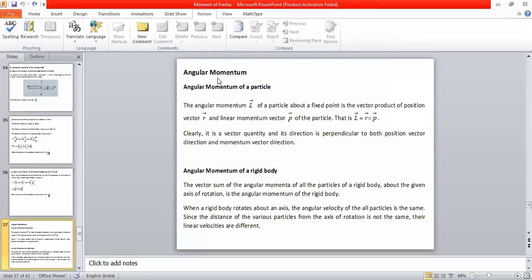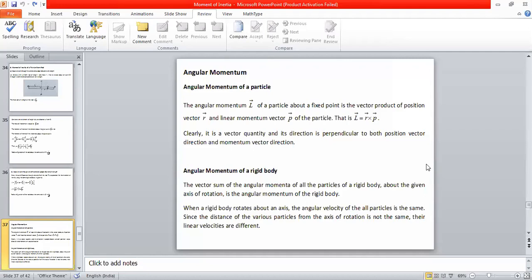Okay, now let us try to understand another concept. Another term associated with rotational motion. There are several quantities associated with rotational motion, for example angular displacement, angular velocity, angular acceleration, and so on. We discussed some of the parameters associated with rotational motion.